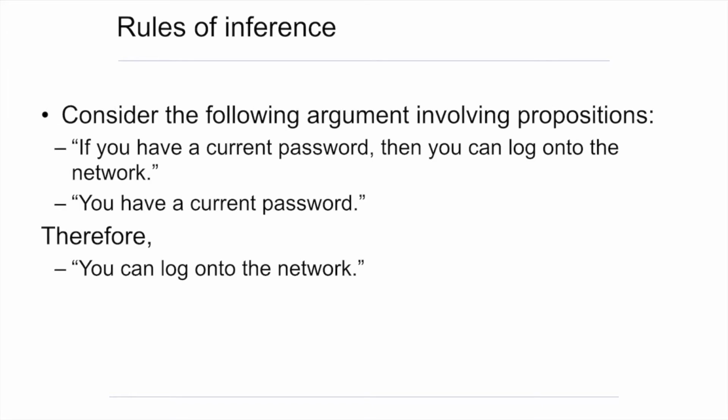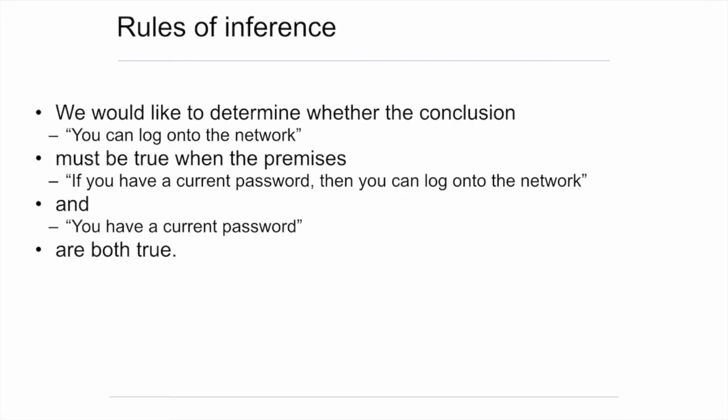Consider the following argument involving two propositions. If you have a current password, then you can log onto the network. You have a current password, therefore you can log onto the network. As you see here, we have two propositions as premises. These are the premises of our argument and this is the conclusion. You always will see the conclusion after the "therefore", and we will see how we can write that with mathematical symbols.